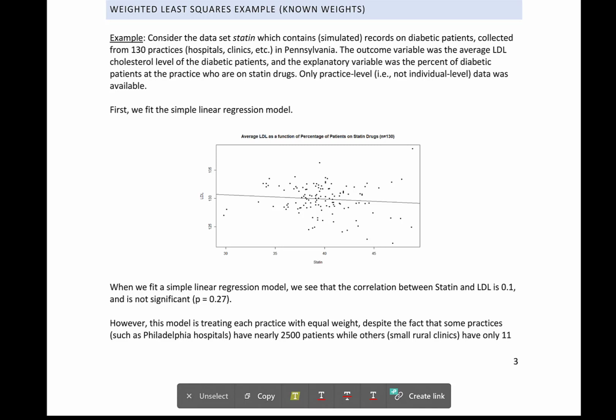So notice here, when we think of these observations that we're looking at, each of these observations is going to represent a practice. So in total here, we have 130 dots. The dots don't represent individual patients, they represent individual practices. And so our outcome variable here isn't going to be LDL for a single patient, it's going to be average LDL. And the explanatory variable is really going to be a proportion of the diabetic patients who are on statin drugs.